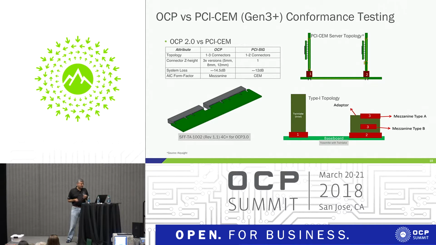Even the system loss budgets are very different, looking at what the CEM has allocated for the motherboard versus what we can use for OCP. So we are using very different approaches to implement the PCI interconnects. This creates a challenge from the validation point of view. How do we validate these interoperability aspects from both the platform side and the NIC side?